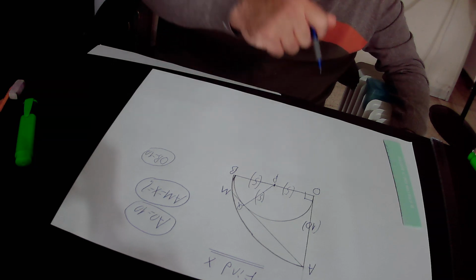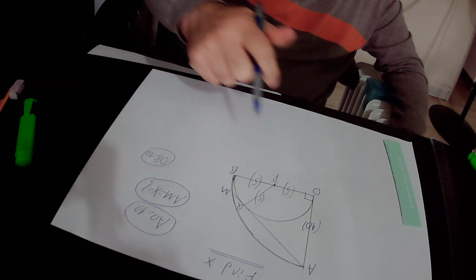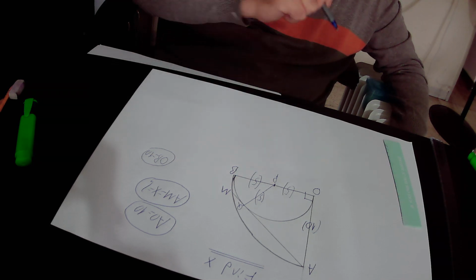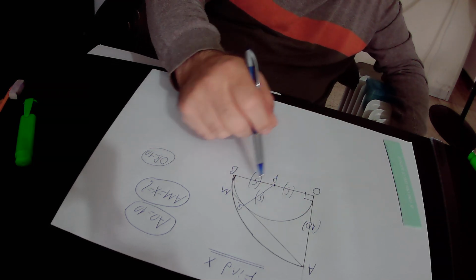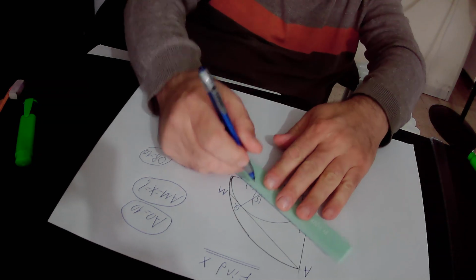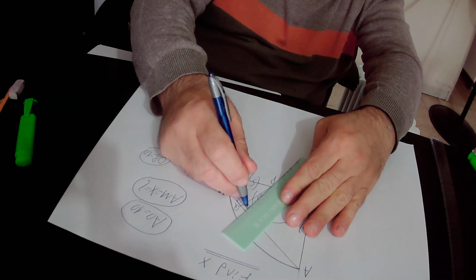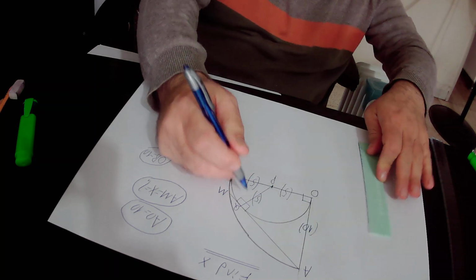And whenever you have a radius that is drawn to the point of tangency, then the tangent AM will be perpendicular to the radius QP. If AM is perpendicular to QP, it means that this angle equals 90 degrees, and this angle will also be equal to 90 degrees according to rule number 1.